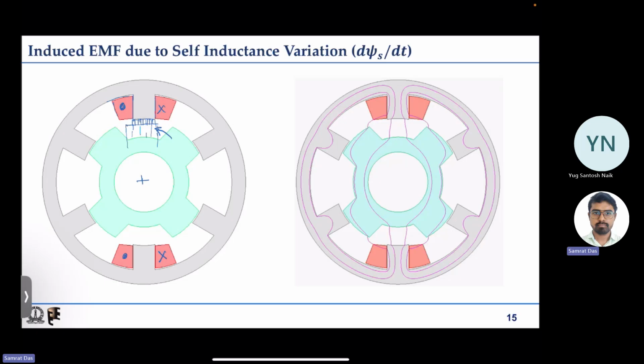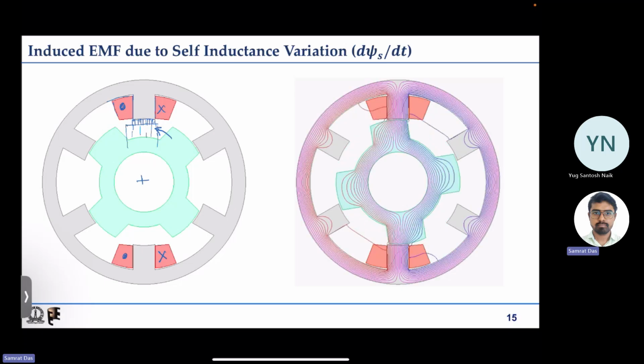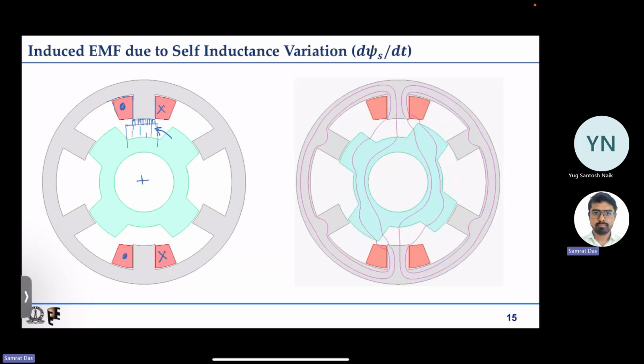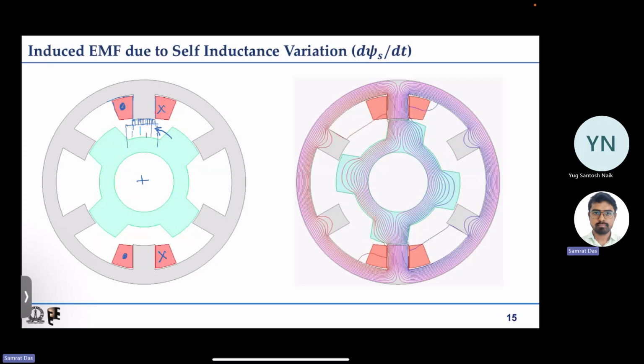Suppose the current is kept constant at some ampere value, and the rotor is only rotated by some means. Then let us see what happens. Initially you can see that at this rotor position the number of flux lines is quite low. That means the flux linkage of the coil is quite low. But as the rotor rotates, you can see that the number of flux lines increases.